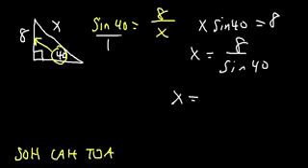And so therefore x is, let me make sure my calculator is in degree mode. So x is around 12.45. So if you have a right triangle, use SOHCAHTOA.